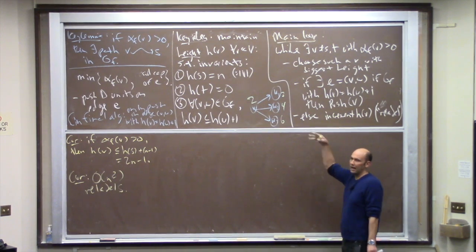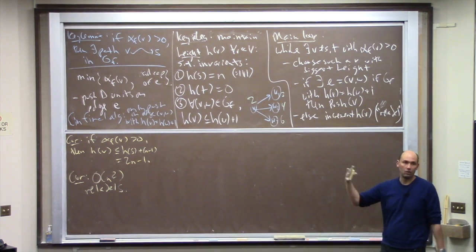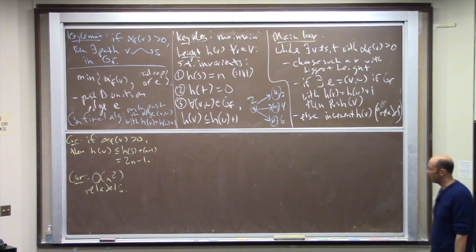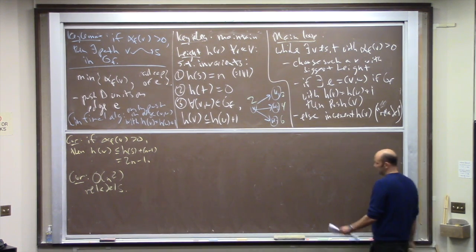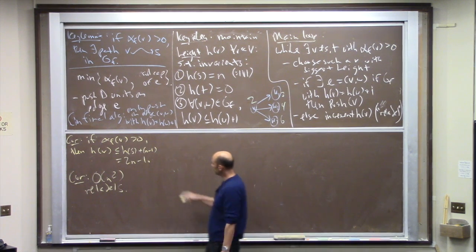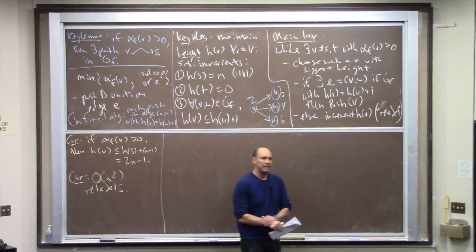Of course, we're also using that heights never go down. They can only go up. So it's at most O of n per vertex, at most n squared relabels overall. Okay. So any questions about the relabel analysis?